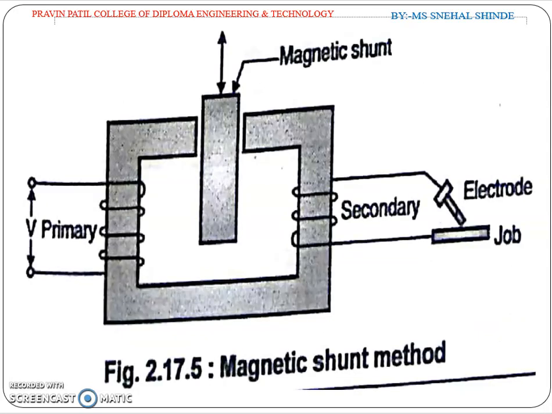Next is the magnetic shunt method. A magnetic shunt is used to divert the flux. The position of the magnetic shunt can be adjusted. Hence, the value of flux in the transformer core changes and thus current can be changed.